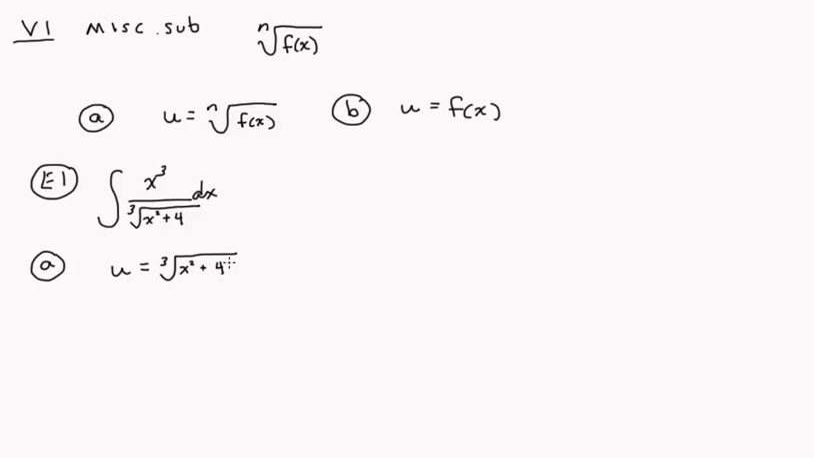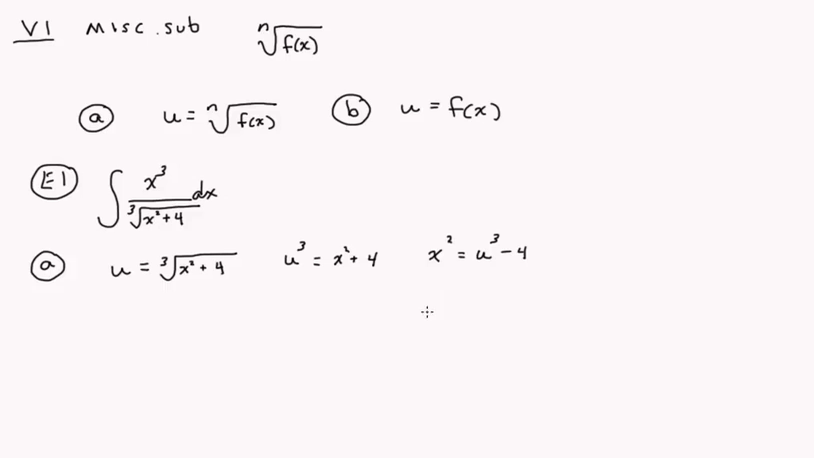So the strategy here is once you have selected your u, the idea is to get rid of the radical. So to get rid of the radical, I'm going to cube both sides. So u cubed is equal to x squared plus 4. And then what we also want to do is solve for the x version of it. So x squared equals u cubed minus 4.